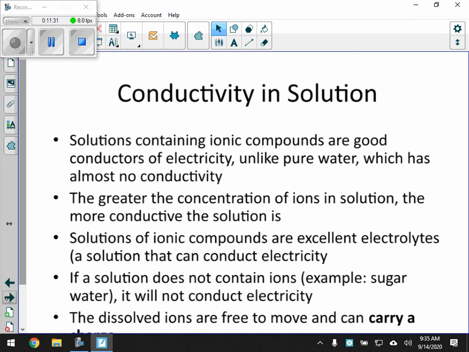Conductivity is a big one for us. If we put a conductivity meter, have you used a conductivity meter before? Yes, no, anyone? Okay, well, we'll learn that. Conductivity meters will measure basically how many ions there are and how well that solution can conduct electricity. So solutions containing ionic compounds are good conductors of electricity, unlike pure water, which has almost no conductivity. So ionic compounds in water tend to be very good conductors of electricity.